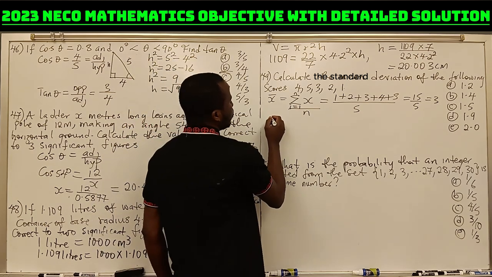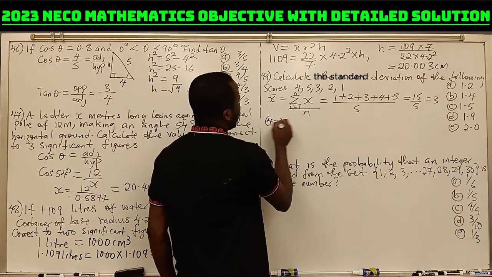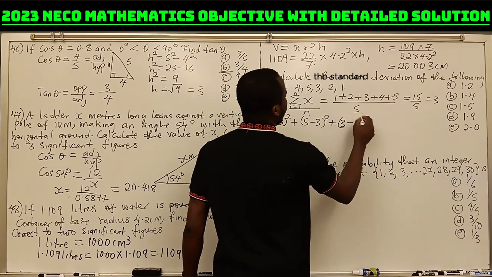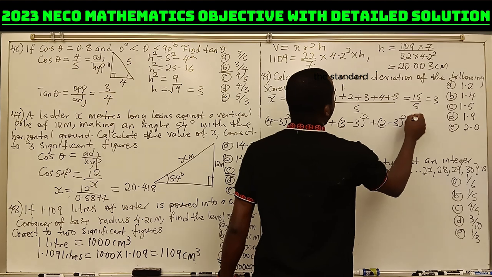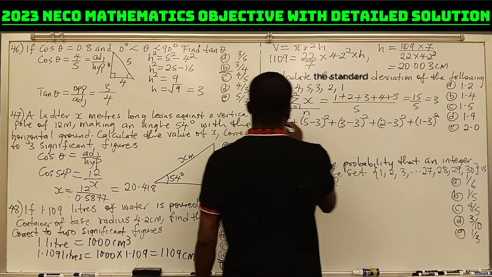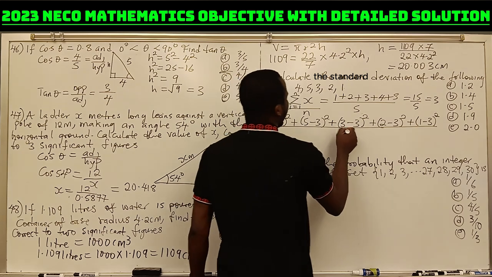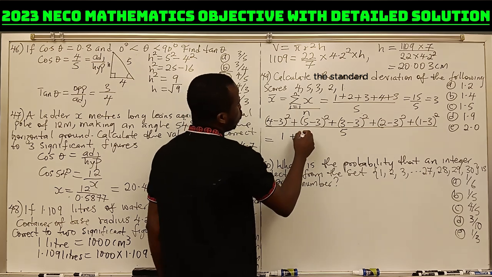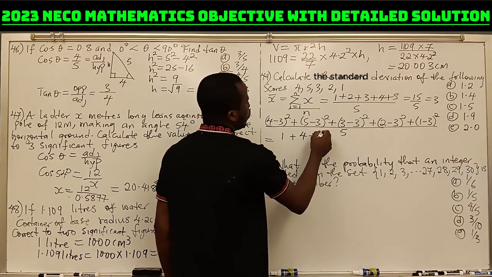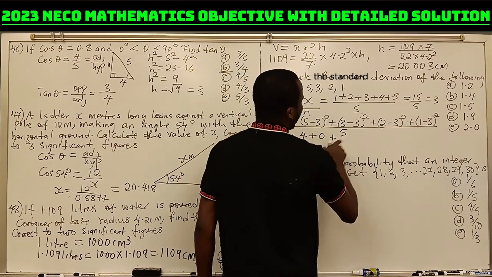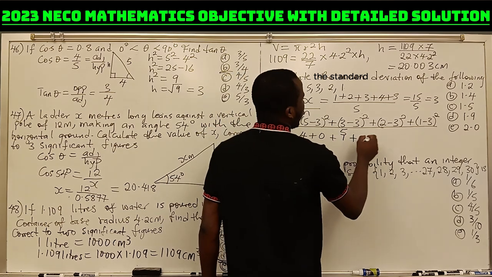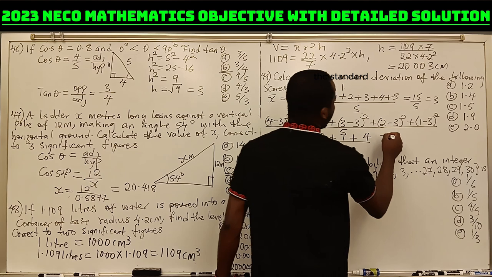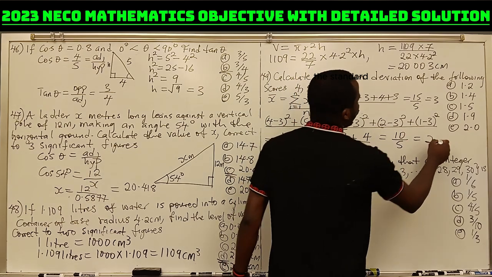So this will be 4 minus 3 all square plus 5 minus 3 all square plus 3 minus 3 all square plus 2 minus 3 all square plus 1 minus 3 all square. Everything divided by number 5. So 4 minus 3 is 1, 1 square is 1, plus 5 minus 3 is 2, 2 square is 4, 3 minus 3 is 0, 2 minus 3 is 1, 1 square is 1, 1 minus 3 is minus 2, 2 square is 4, over 5. So this is 5 plus 5, 10, this is 10 over 5, this is 2.